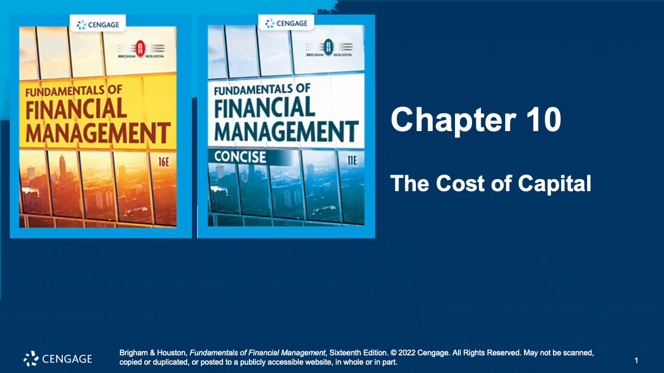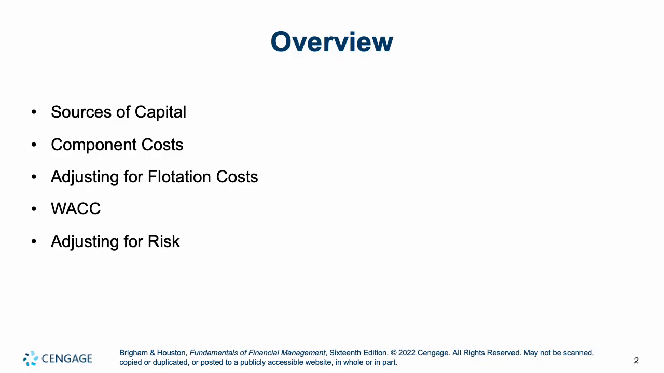Hello, we're going to take a look here at Chapter 10, and we're going to talk about the cost of capital. So what are some sources of capital that businesses can accumulate? What are the component costs? How do we adjust for what are known as flotation costs? And that's going to bring us to the major topic from this chapter, WACC, or weighted average cost of capital. And finally, also, how do we adjust for risk?